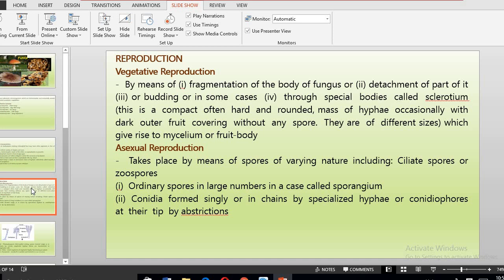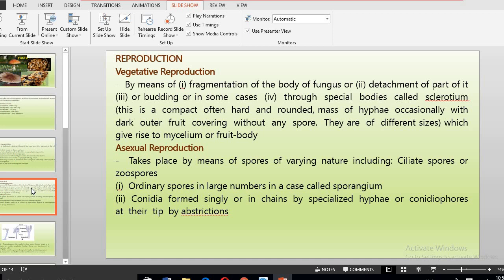Vegetative reproduction can also be through special bodies referred to as sclerotium. And what is sclerotium? Sclerotium is a compact, often hard, rounded mass of hyphae, occasionally with a darker outer covering, without any spore. And these are of different sizes. So this sclerotium will always give rise to a mycelium or a fruit body.